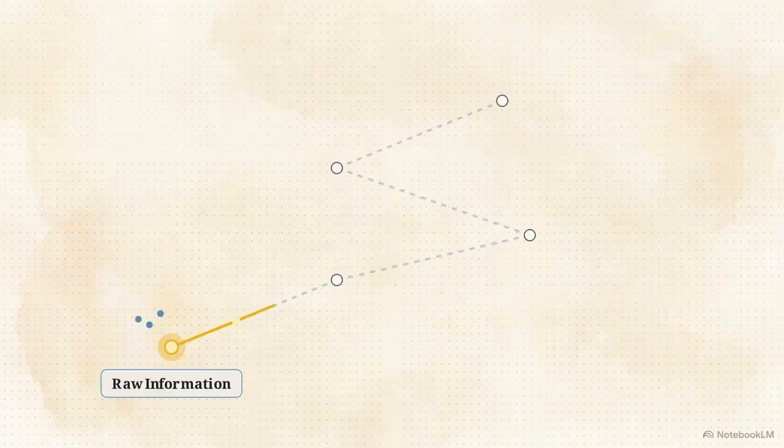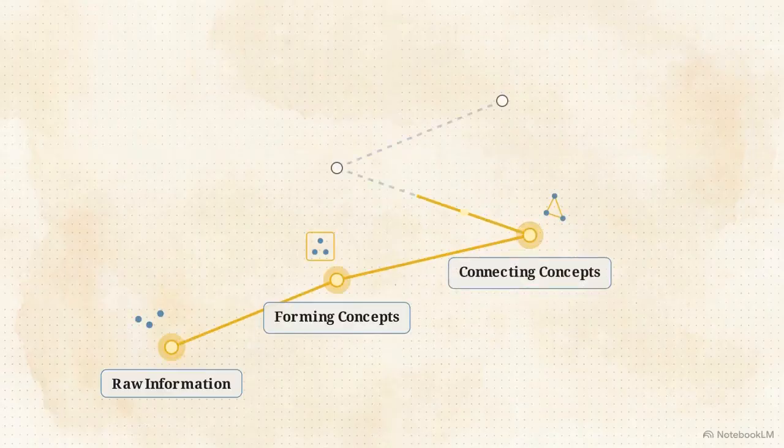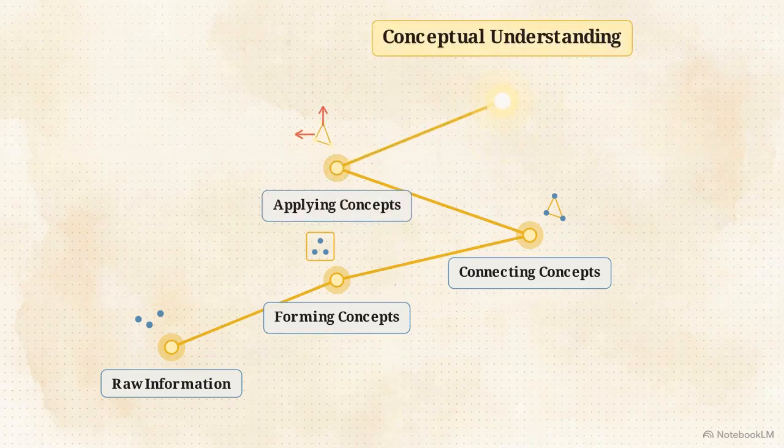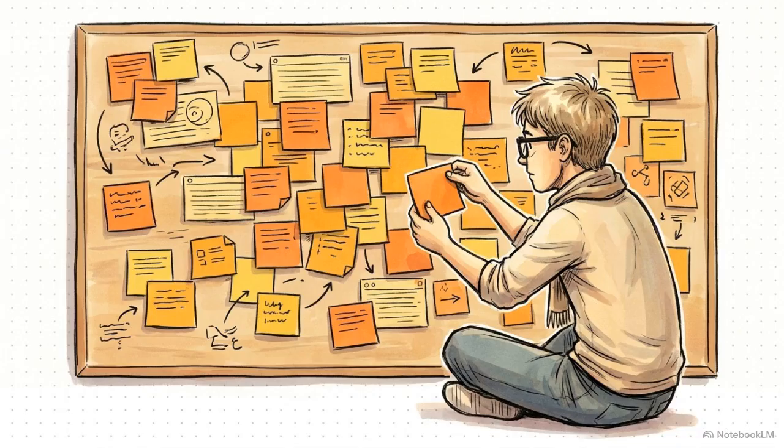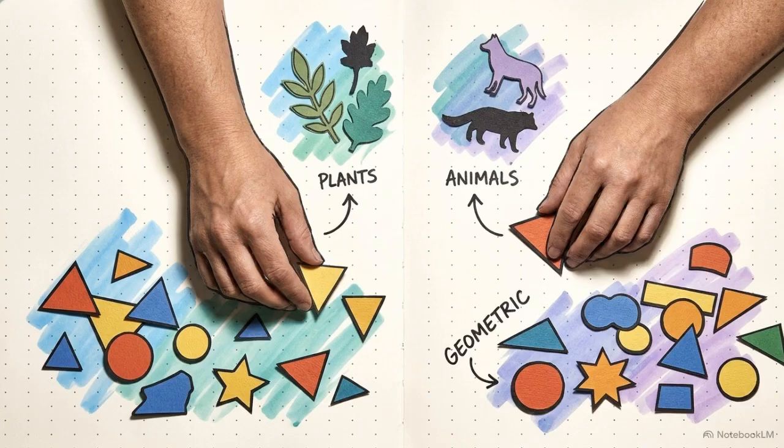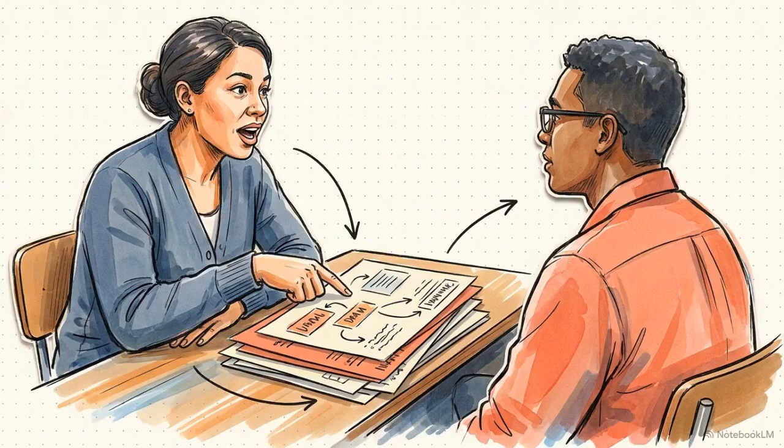To get students to actually think conceptually, we have to guide them through a specific cognitive journey. That journey starts by forming the concept itself. Students need strategies to organize raw information into something abstract they can actually use. The first strategy is classification. This is where learners sort physical objects or phenomena into categories. Crucially, they have to explain their reasoning out loud.